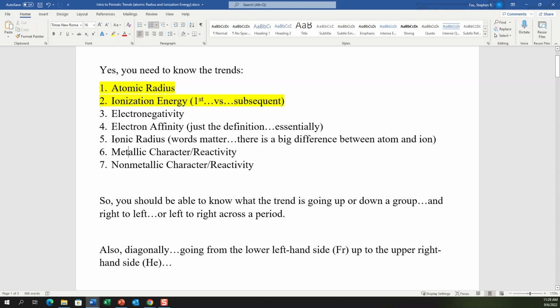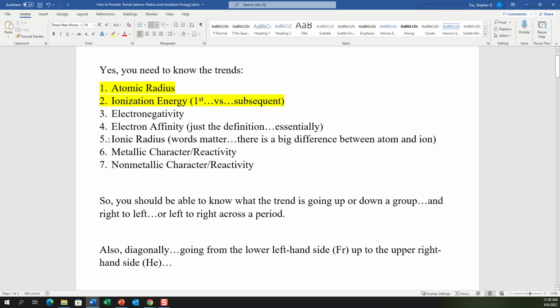Ionic radius is going to be important, and what I wrote here is a big deal. All right, so if we're talking about the radius of an ion, don't say atomic radius. Atomic means atom, means neutral. Ionic means charged particle, means not neutral. So when I say atomic radius, I'm talking about a particle that has the same number of protons and electrons, so the overall charge is neutral.